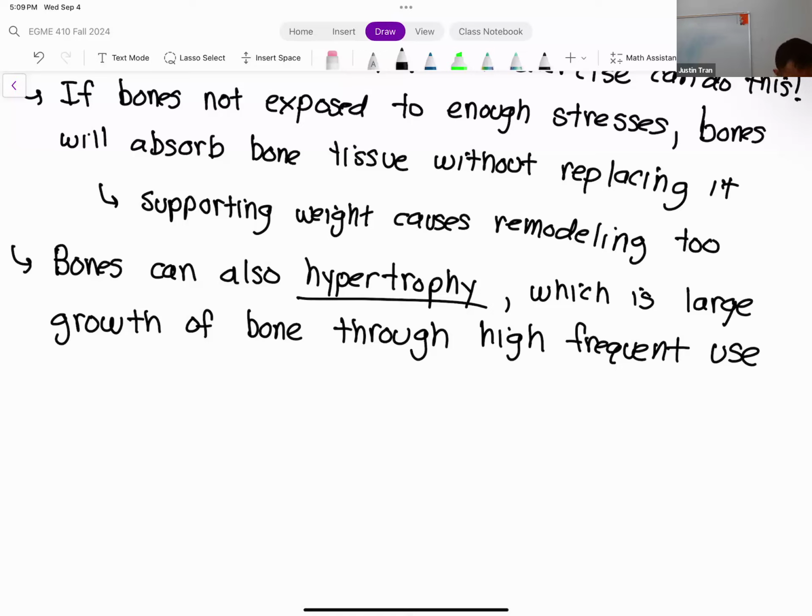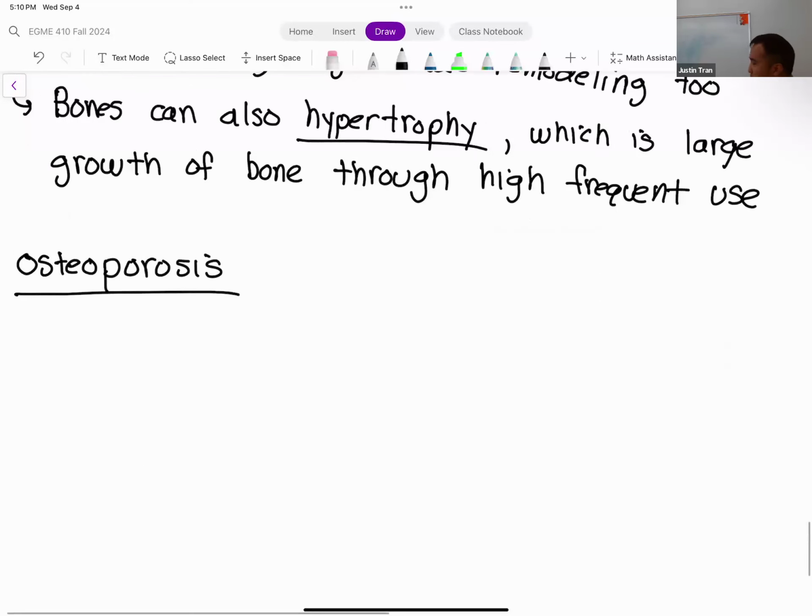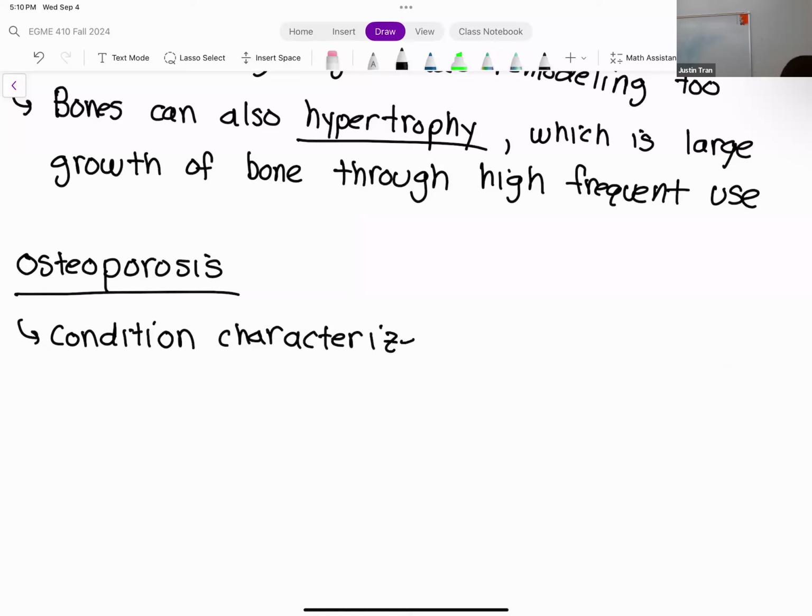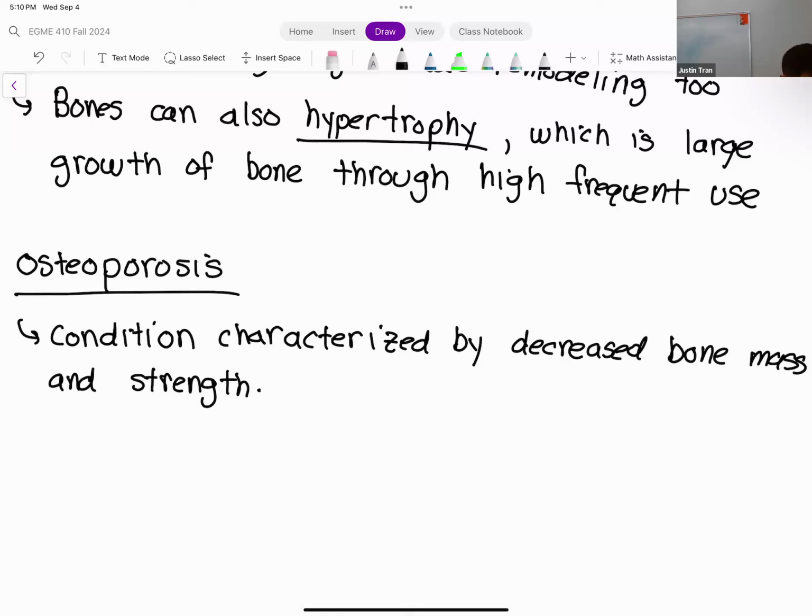Okay, so the last thing I want to talk about today is this condition called osteoporosis. Osteoporosis is a condition characterized by a decreased amount of bone mass and bone strength. Okay? And it's typically a problem that occurs as people age.